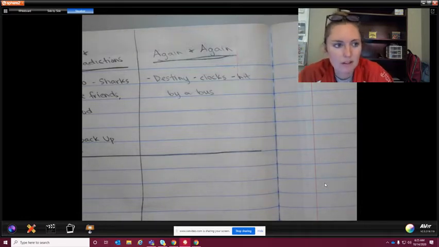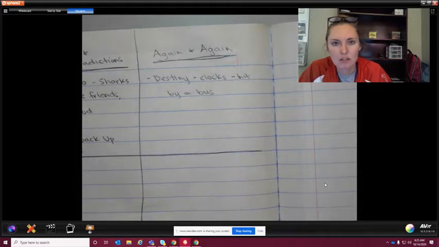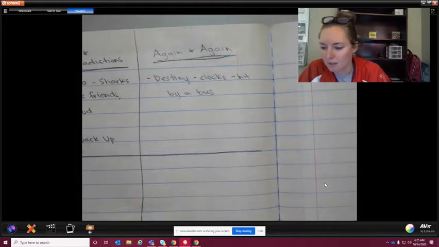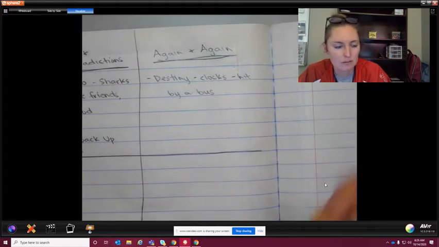So why do you think the author did that? Because again, when you come to a signpost, you want to stop and ask yourself why. And when you ask yourself why, you want to make sure that you try to answer that. All right, so write down destiny, clocks, hit by a bus. This is really just a reminder as to what that was, so you can refresh your memory as we go back through it.